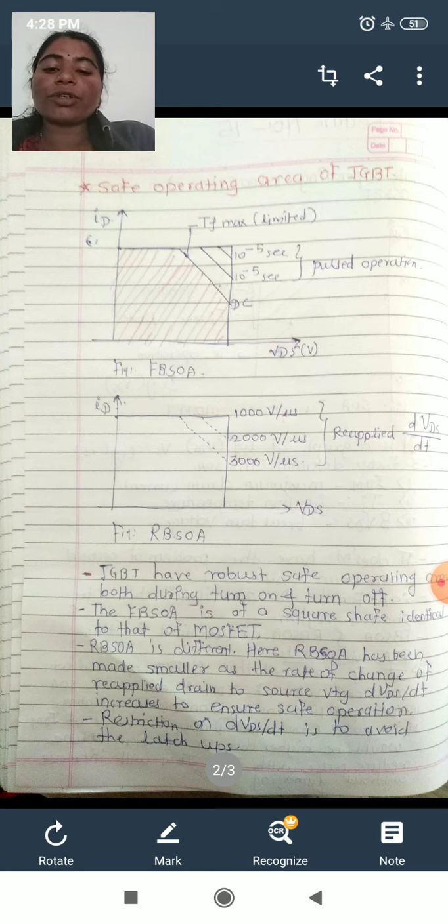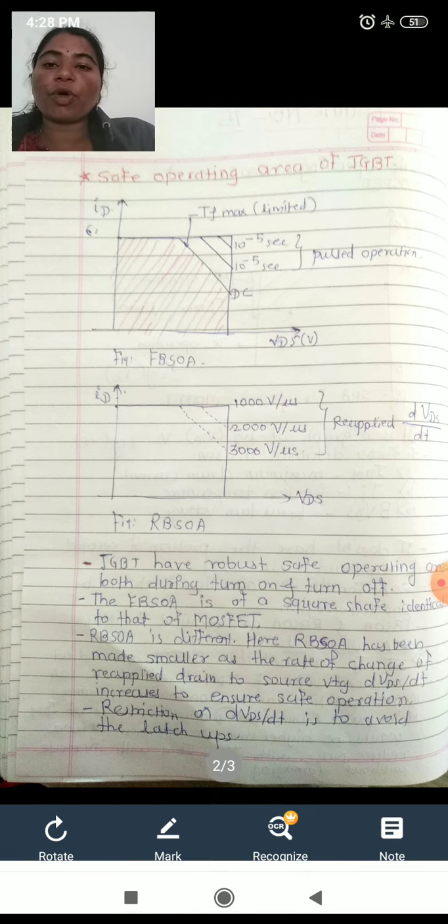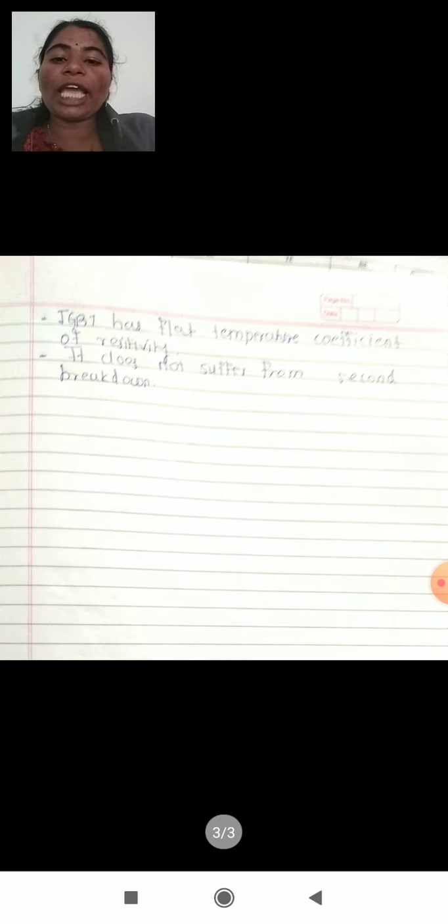Now this restriction on dVds by dt, that is the rate of change of reapplied drain to source voltage, is to avoid the latch up of the IGBT. Now this IGBT has a flat temperature coefficient of resistivity, which means that varying temperature does not affect the IGBT. It does not suffer from the second breakdown, because the temperature coefficient is flat, so it does not affect the second breakdown.